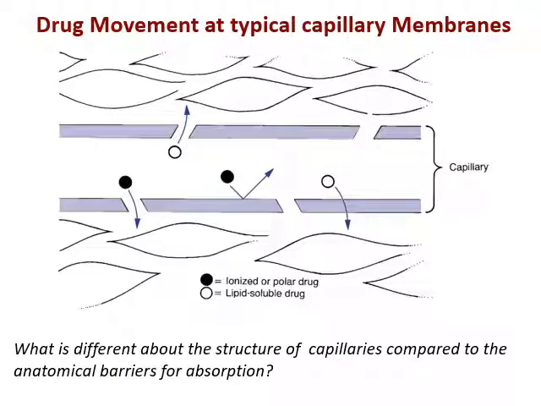Another thing I want to point out is the answer to this question: what is different about the structure of the capillaries compared to the anatomical barriers for absorption? Remember, when we're talking about the skin, the lung, the gastrointestinal tract, those all have tight junctions, so that you can only get lipid-soluble drugs to be absorbed. So it's just something to keep in mind.